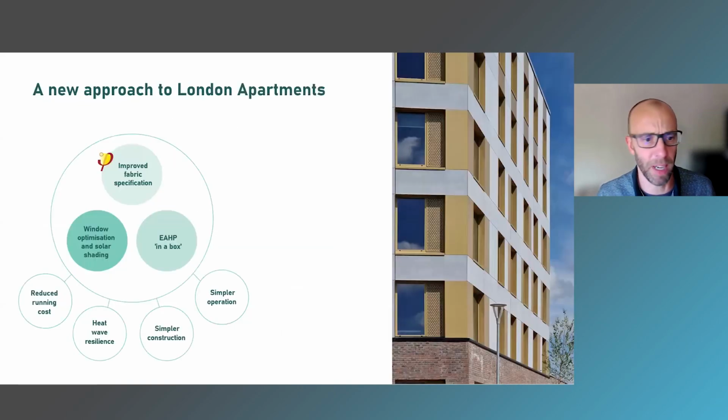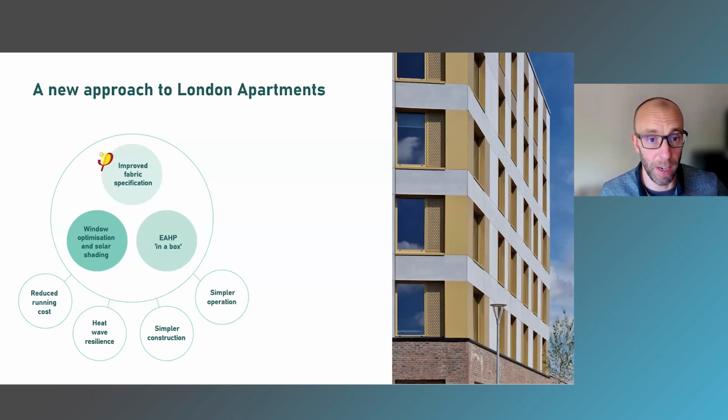It might take me a couple of minutes more than 5. So I'll now push through what are we doing in London, why is it cost effective, and can it be something we learn from elsewhere in the UK as well? So like Sarah earlier, we also have 3 core issues that we're addressing in our multi-resi design work for high density housing. And you can see them in the circle there. So this is simplified MEP is the bottom right, EAHP. I'll come on to that in a moment. Improved fabric specification and window optimization.